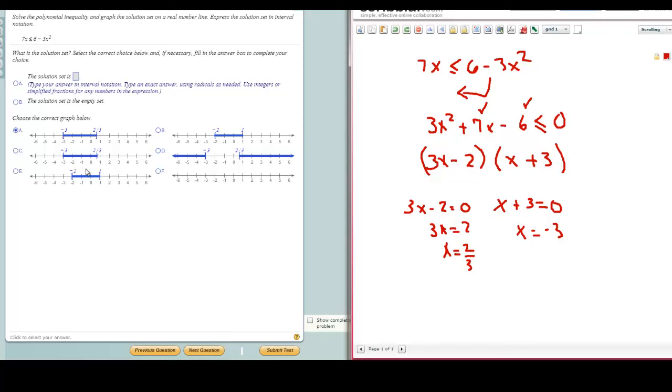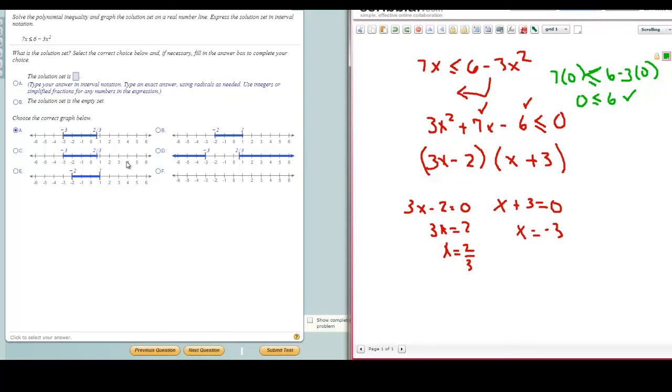0 is the easiest test point. So let's plug in 0. So 7 times 0, is that less than or equal to 6 minus 3 times 0? Well, the left side would be 0, and 6 minus 3 times 0, well, 3 times 0 is 0, so that's going to be 6. So the question is, is 0 less than or equal to 6? The answer is yes, that works. And if you notice here in part D, 0 is not part of the shaded region, but in part A, it is. So we're good. It's got to be A.